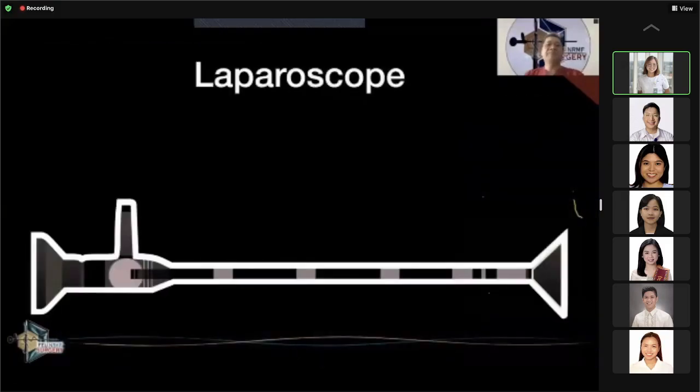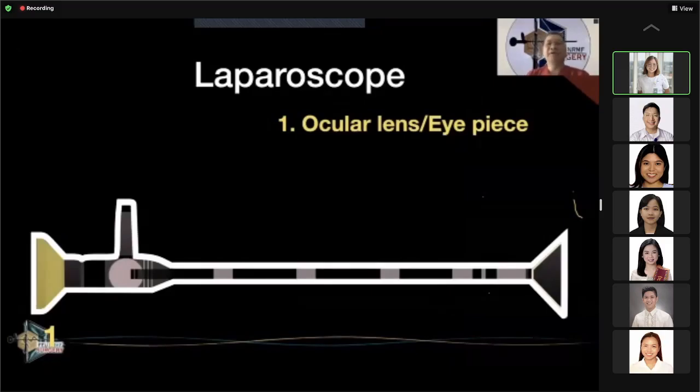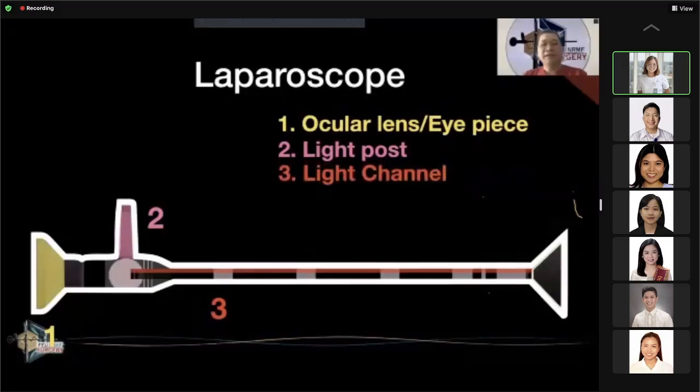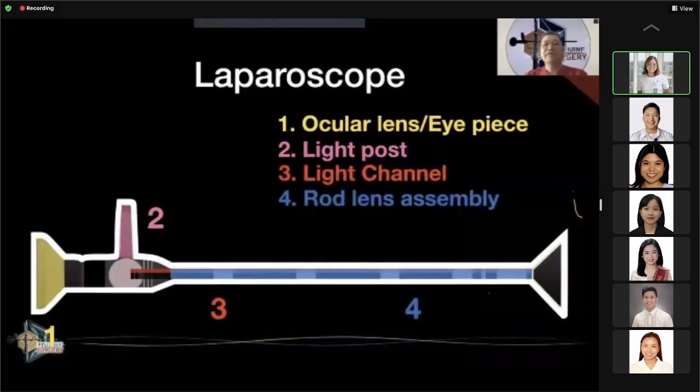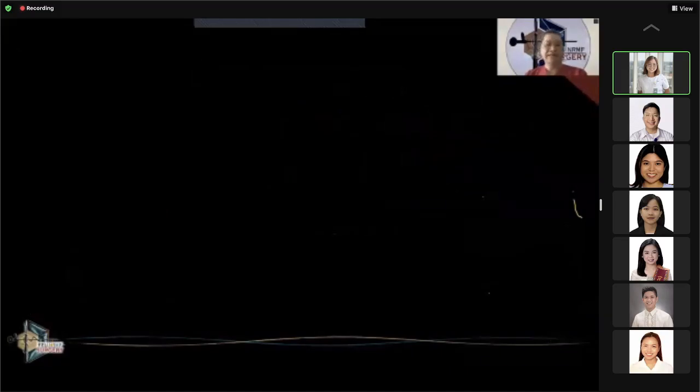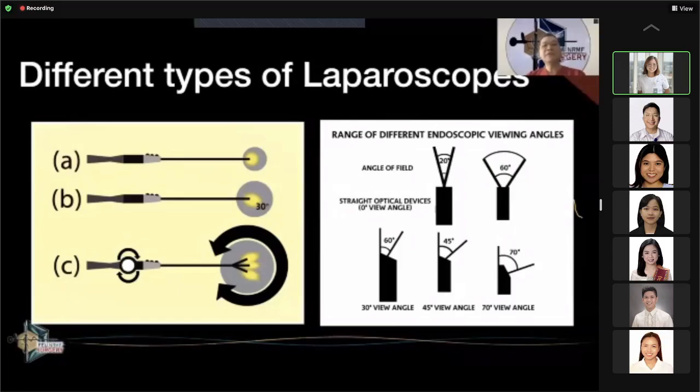So this is a laparoscope, and these are the parts. No? You are supposed to know this because laparoscopy is very dependent on the optics. You have the eyepiece, the light post, the light channel, the rod lens assembly, and the objective lens. Different types of laparoscopes actually have 0 degree and 30 degree. And you have the flexible scopes.